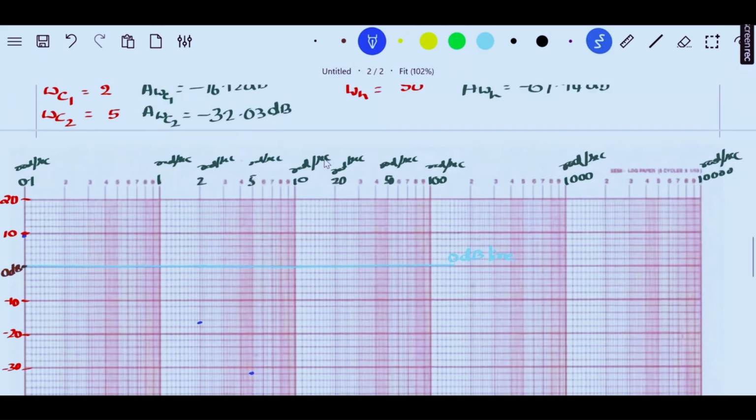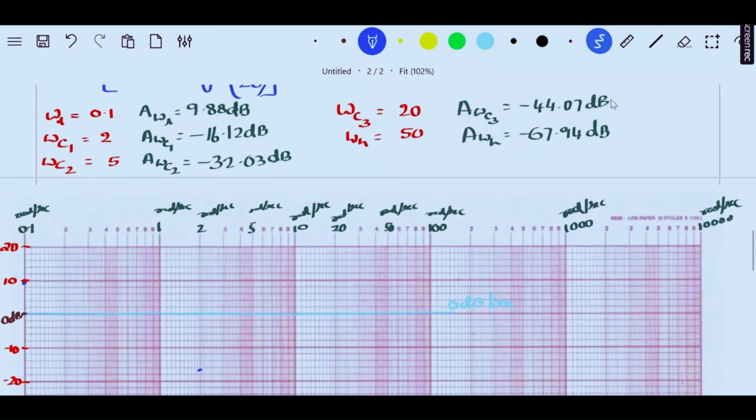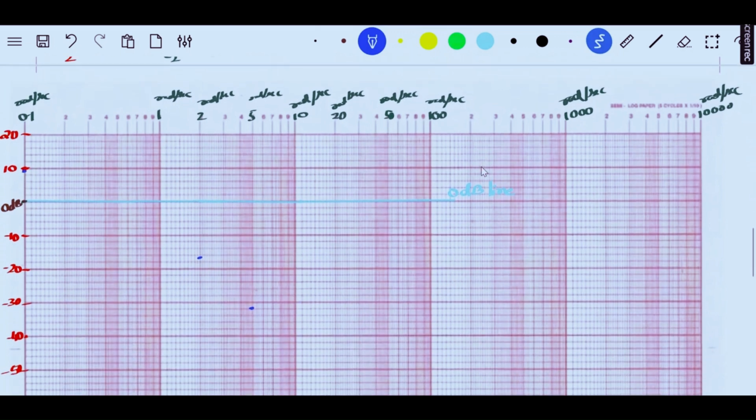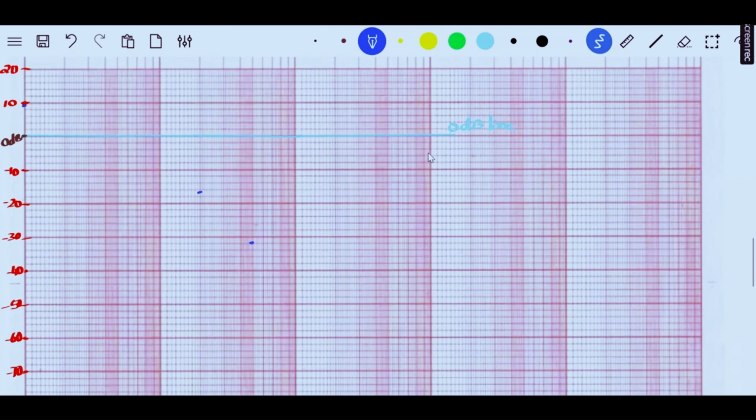Then at 20 radians per second it is minus 44.0. So 20 radians is this line, the line which is 20 radians per second. In that line, this is minus 42, and minus 44 is this point.